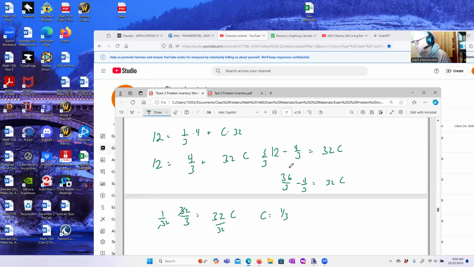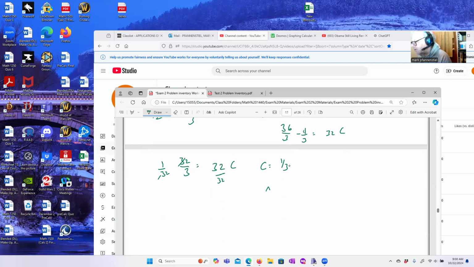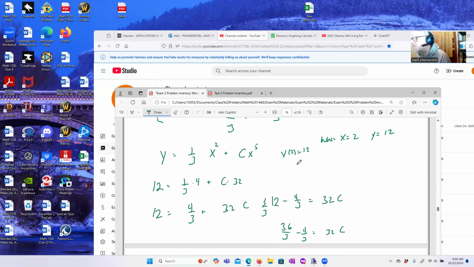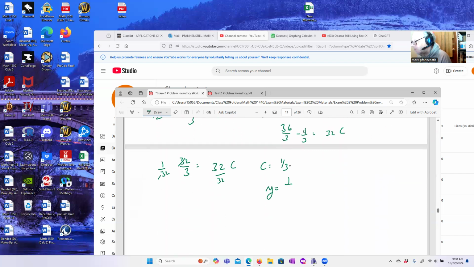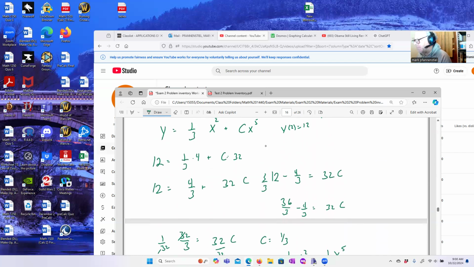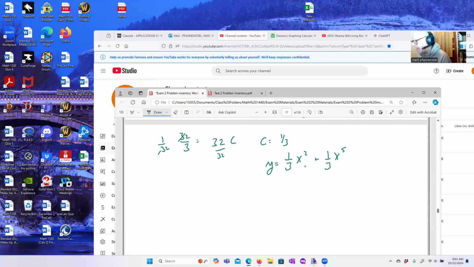So let's write down our final answer. We have y is equal to 1/3 x squared, and c was 1/3, so plus 1/3 x to the 5th, back from what we had all the way back up here where we had our answer. I'm going to do one more thing. I'm going to multiply by 3 because I didn't like the fraction. So 3y is equal to x squared plus x to the 5th. There's my nice, neat, and presentable solution. You didn't have to do that; you could have left it like this. It's fine.